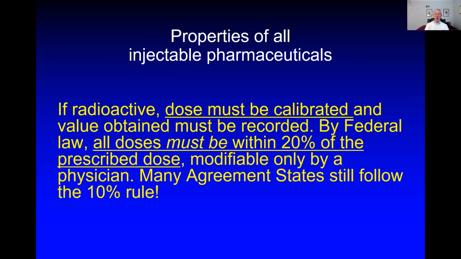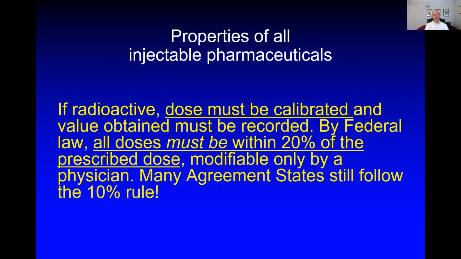That means that if you underdose a patient, and let's say you're 25% underdose, that's equally as bad as a 25% overdose. They're both violations of the law. Now, if it's an underdose, you can recover by injecting more. If it's an overdose, tough luck. You can't really fix that.